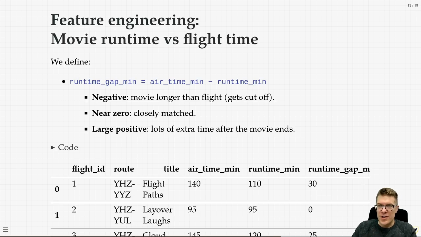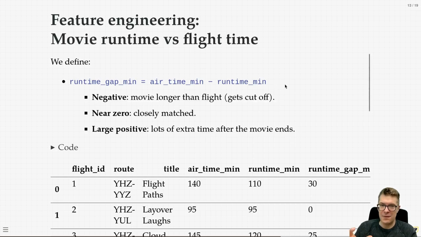So we're going to do some feature engineering now. Feature engineering is basically taking the data that you already have and then computing some extra statistics on top of it that might be more tied to your decision-making process. Okay, so we can define a new feature. This feature we're going to call runtime_gap_min. This is the total number of minutes spent in the air minus the runtime of a movie in minutes.